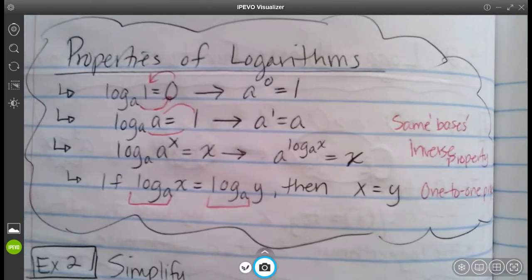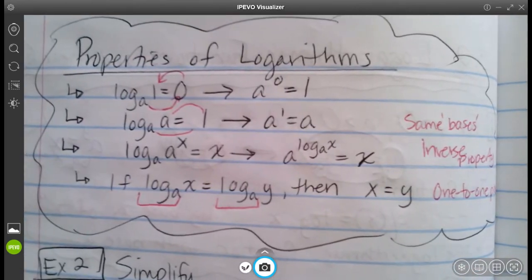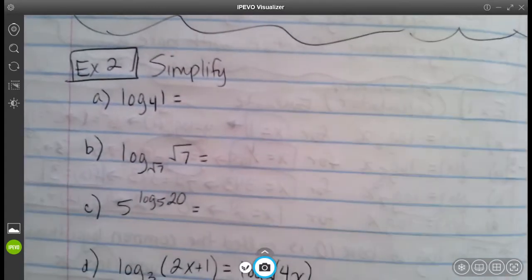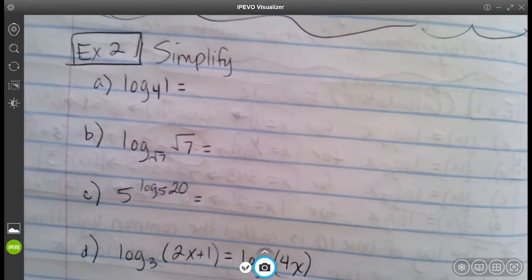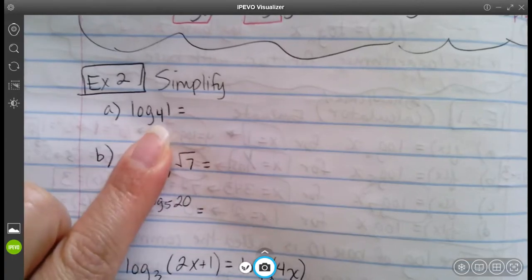All right, so let's go ahead and use these properties to solve some quick examples. This is example number 2. We have a few parts. We have log base 4 of 1. They want us to simplify.